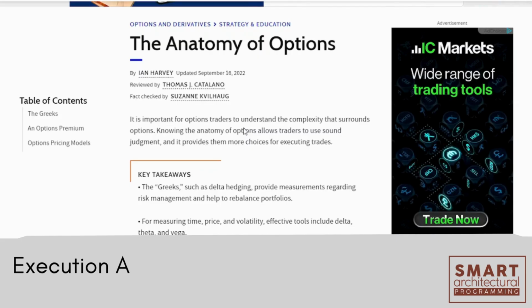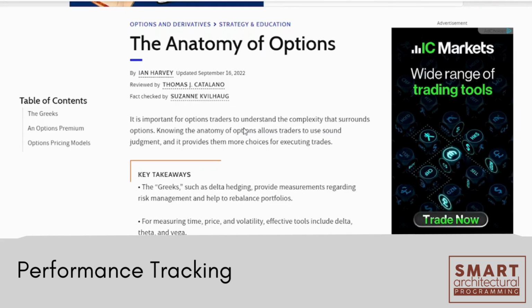At the same time, the next component is execution automation. It must open, modify, and close option positions without manual intervention. It must integrate with brokers offering options trading through MT4, MT5. And finally, the last important component is performance tracking. It logs trades, outcomes, and evaluates the strategy efficiency. It generates reports for reviews and optimization. So those are the important things that you need to remember.